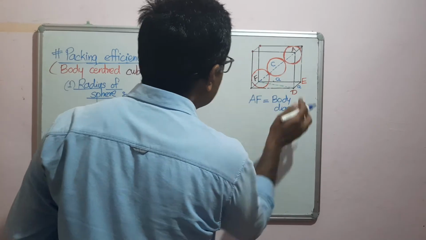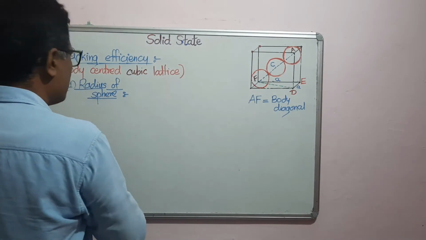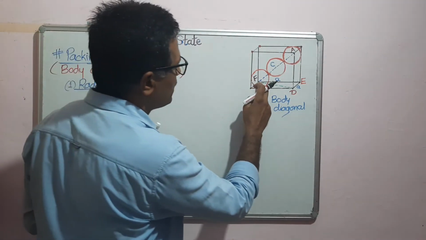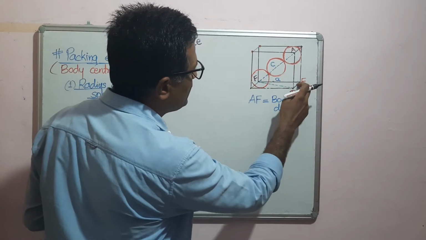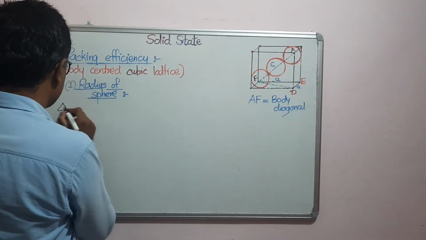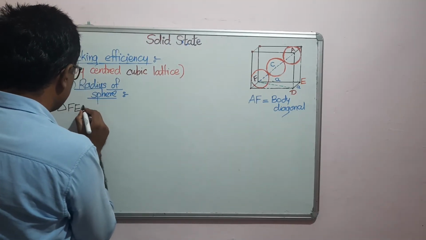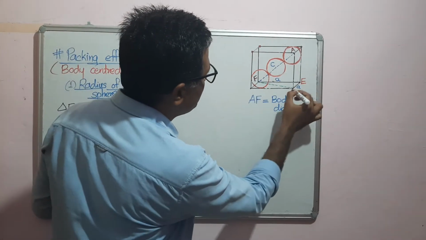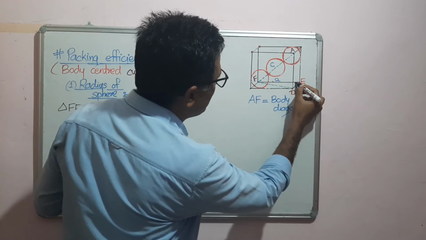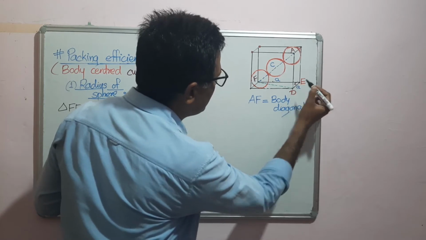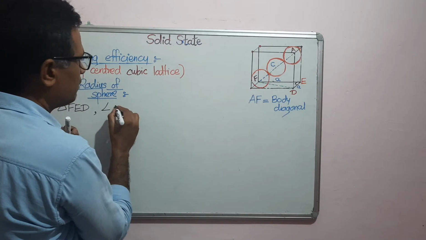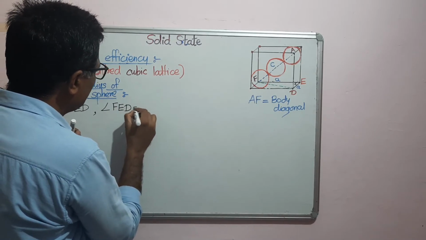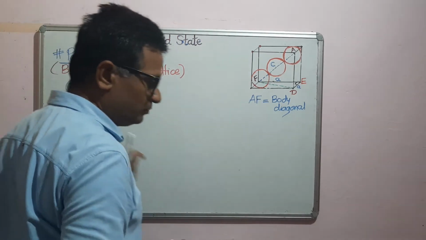So let's say the first triangle. Pay attention very clearly. The first triangle is triangle FED. So you have to assume this triangle FED. This is a right angle triangle, where angle FED is equal to 90 degrees.